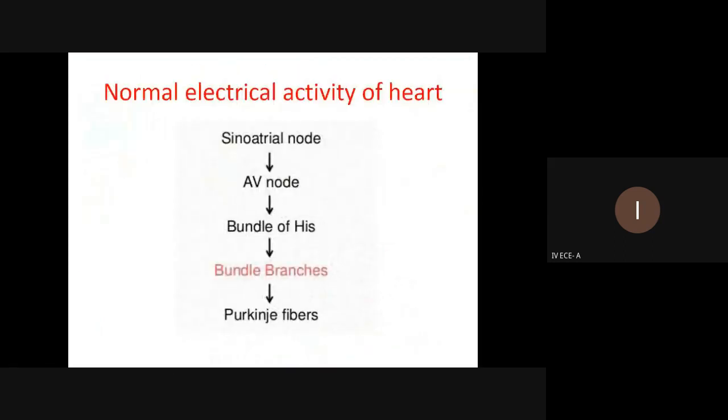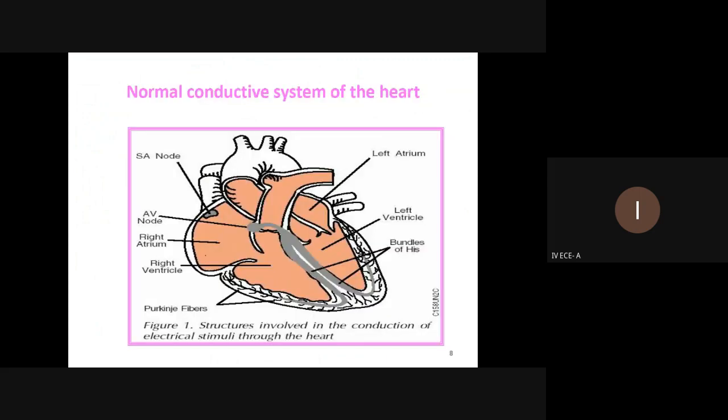The cardiac pacemaker is implanted externally or internally, depending upon the problem. Okay, so the normal electrical activity of the heart. Why do we go for a pacemaker? First of all we have to understand the electrical activity of the heart. Initially the sinoatrial node, then the AV node, bundle of His, then bundle branches, then Purkinje fibers. Okay, so this is the normal conductive system of the heart.